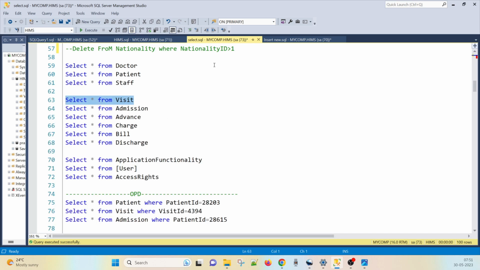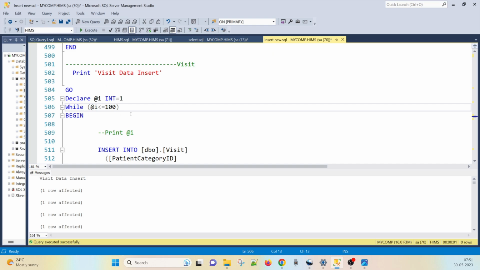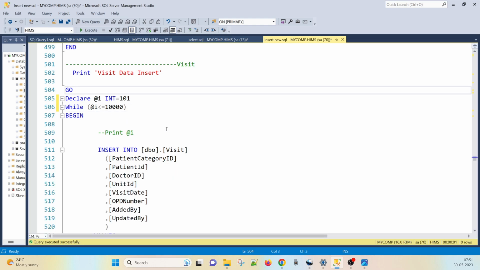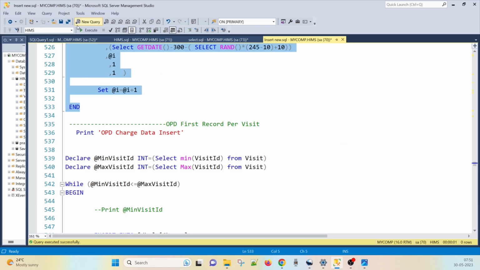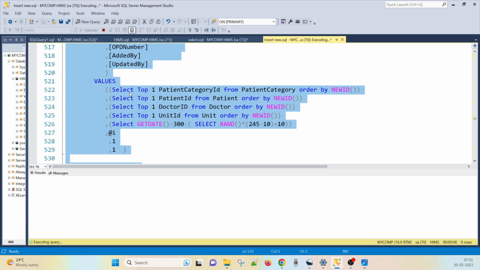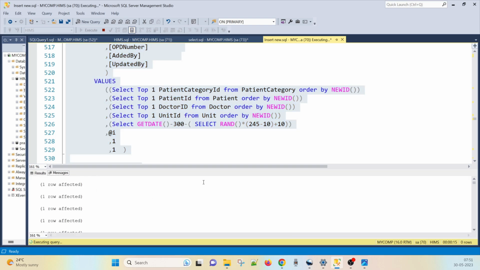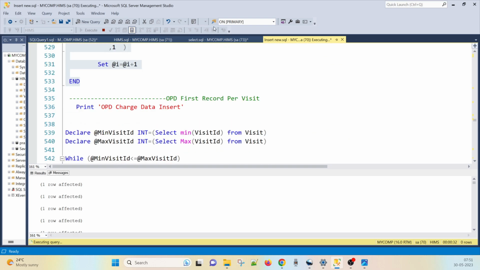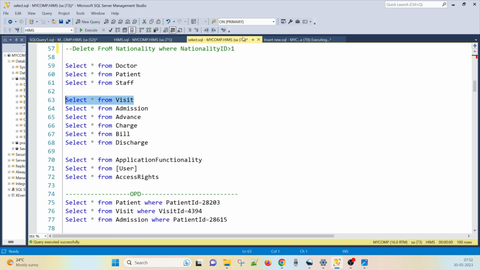So what I will do next time, I will insert 10,000 records. So I have to begin this loop from 101 to 10,000. Means in the visit table, I will get 10K records. It is a little bit slow as compared to the patient, staff, and doctor records because we are getting those values dynamically. So it will take a few seconds, but it is just a little more than a fraction of a second compared to the previous table, because we are getting the values dynamically and I am inserting 10K records in it. Simultaneously you can see the count of those records as well.